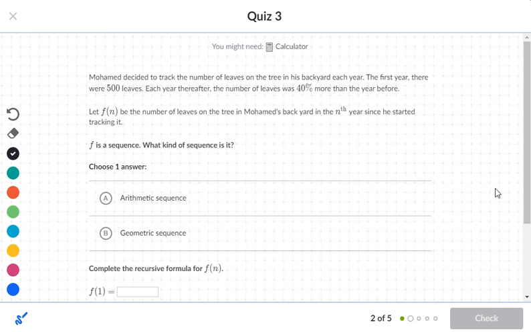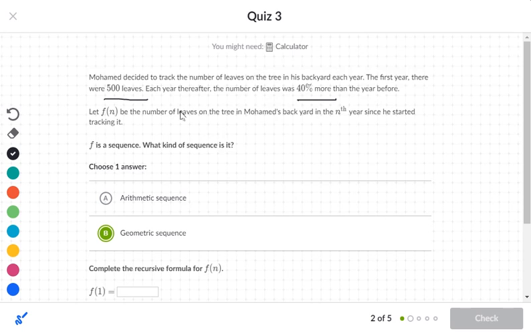Okay, Muhammad decided to track the number of leaves on the tree in his backyard each year. The first year there were 500 leaves. Each year thereafter the number of leaves was 40% more than the year before. So 40% more, and we started with 500 leaves. Anytime we see a decimal, a percent, or a fraction, that's always geometric.